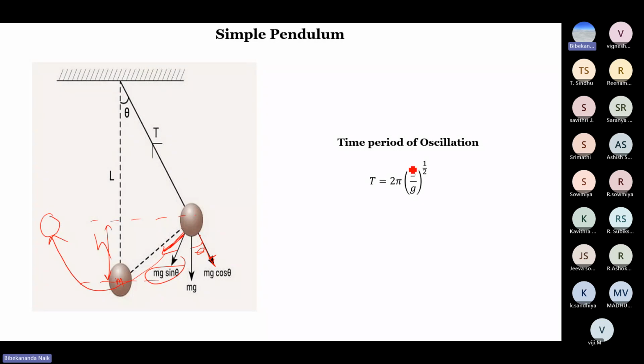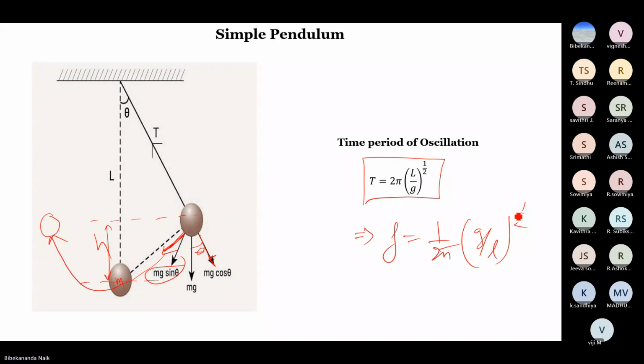If you calculate, the time period of oscillation will be T equals 2 pi root over L by g. So this is the time period of oscillation, or the frequency of oscillation is 1 by 2 pi into (g by L) to the power half. So this is the time period of oscillation of a simple pendulum. Here, this is a fixed point. From this point, the pendulum is suspended, and when we disturb it from its equilibrium position, it undergoes oscillation.